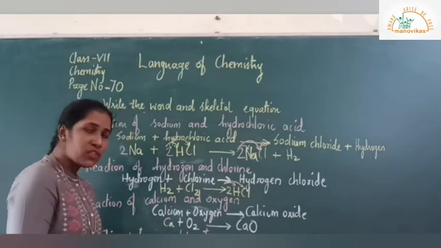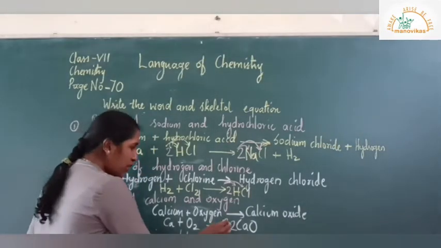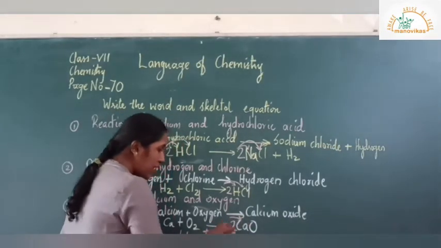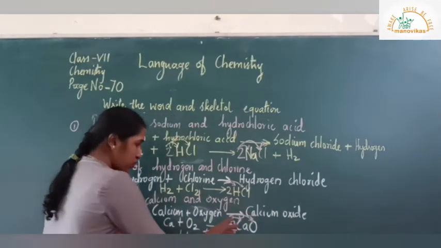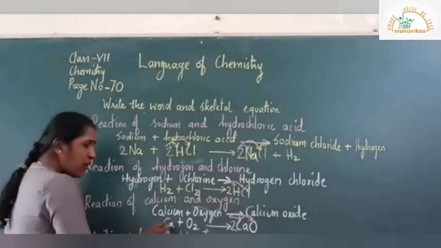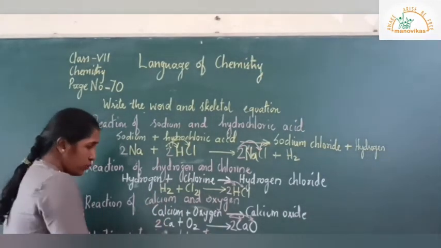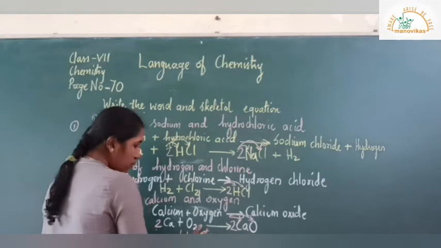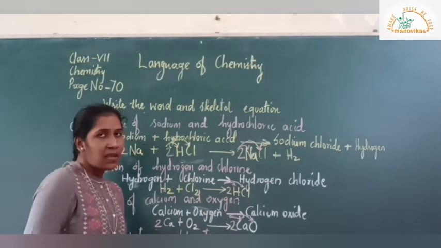So how are you going to make it as 2? Yes, you are going to put a number 2. When you put a number 2, this 2 is applicable for calcium also, and applicable for oxygen also. So calcium is becoming 2. So how am I going to make it as 2? Yes, I am going to put a number 2. So 2 calcium, 2 oxygen, 2 oxygen. You can say that the equation is balanced.